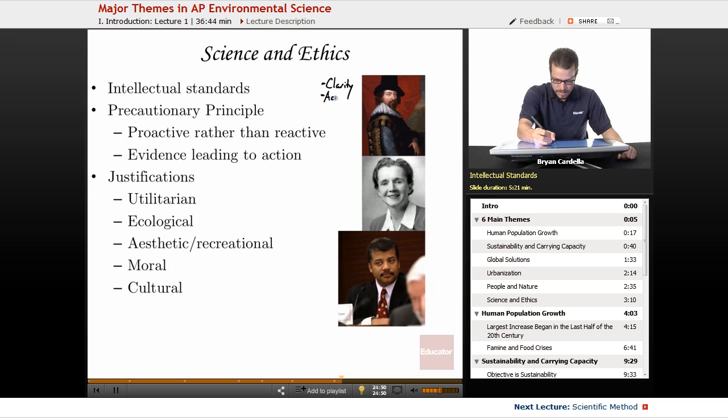Another one, accuracy. Is the statement true? Can we verify the data? If data is a part of making that statement, in terms of being accurate, can another scientist do the same study and get the same kinds of data? We would hope so.